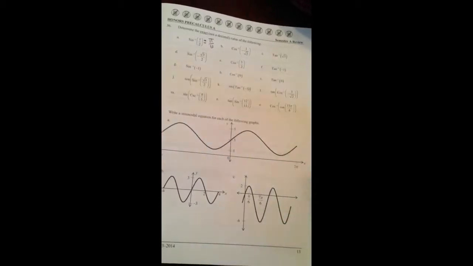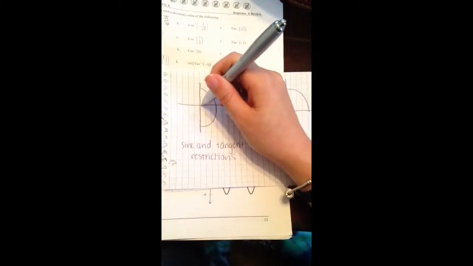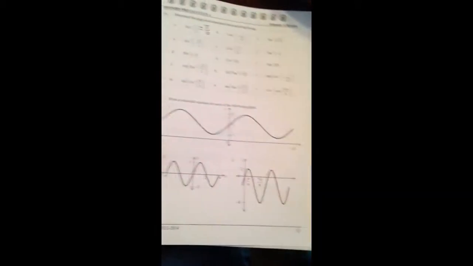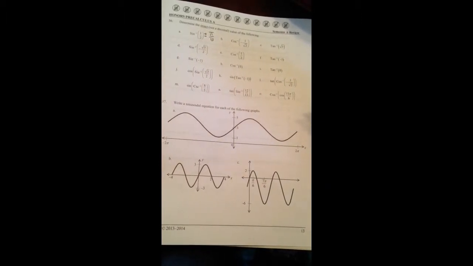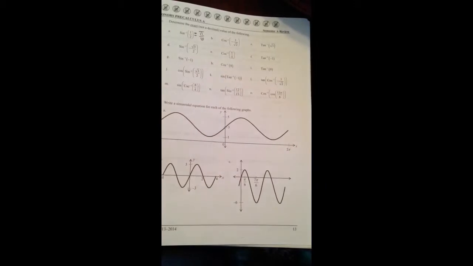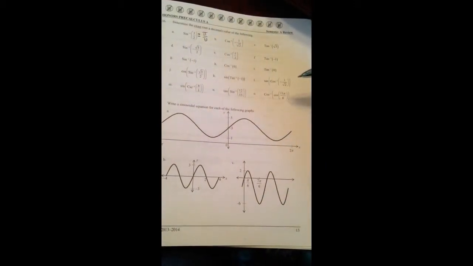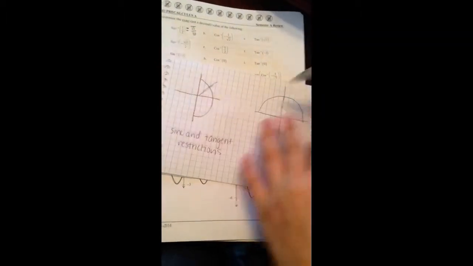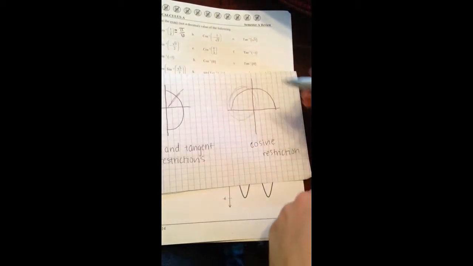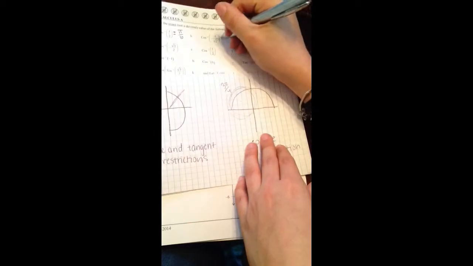Oh, and we know it's pi over 6 because sine has restrictions, and pi over 6 is found in this domain or this area. For B, we know that cosine is x, and when cosine is -1 over square root of 2, it's going to be pi over 4. But since cosine has restrictions on its domain and it's negative, we know it's going to be in this area, so we have to say it's 3 pi over 4. So we write that over here.